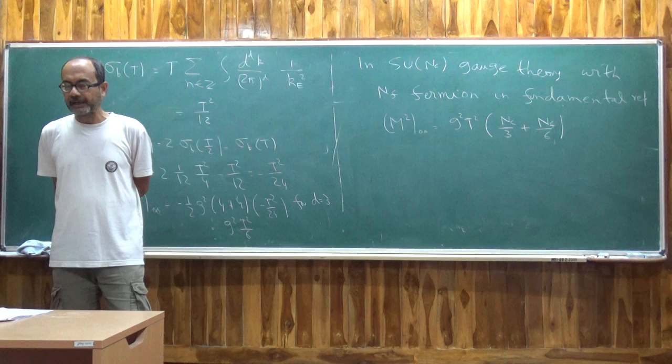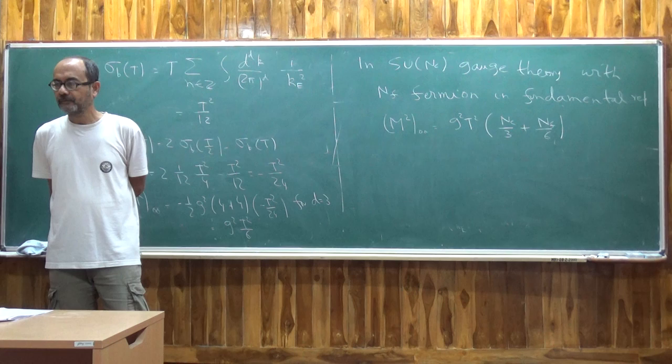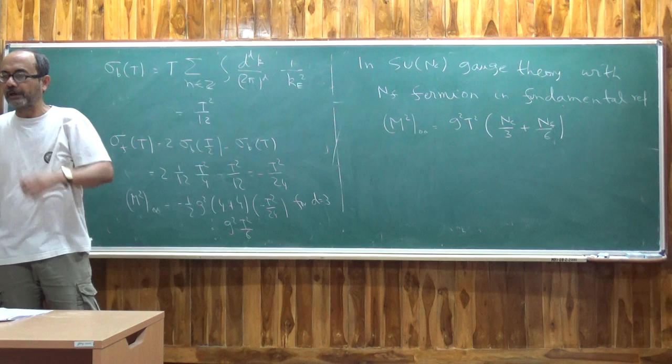So the gluons get massive? Yeah, the spatial components don't get massive, but the zero components get massive. Right? It's the same calculation, right? We did the calculation for the gluons, right?